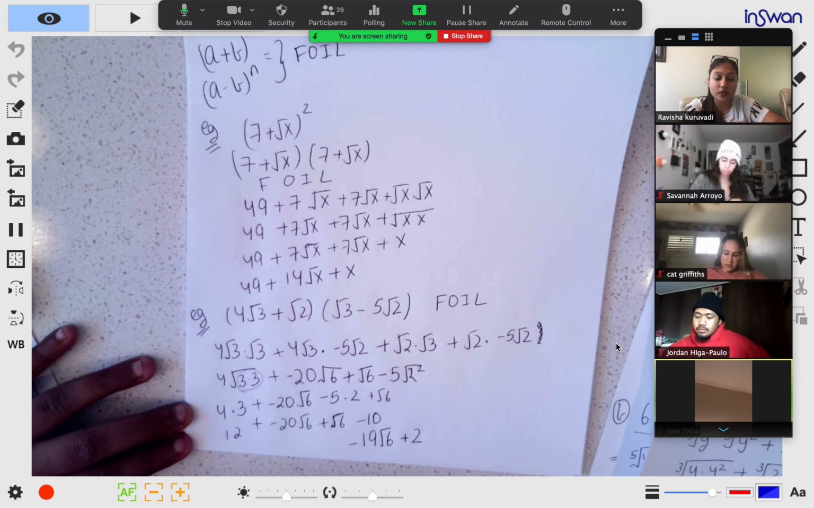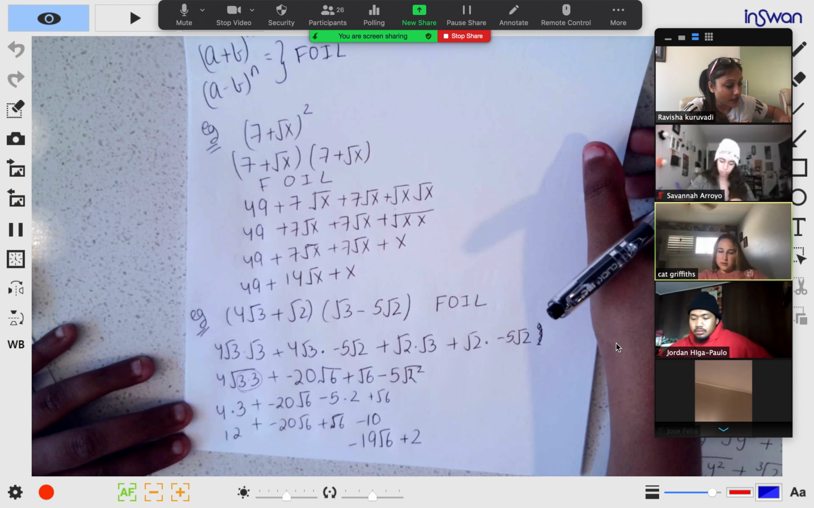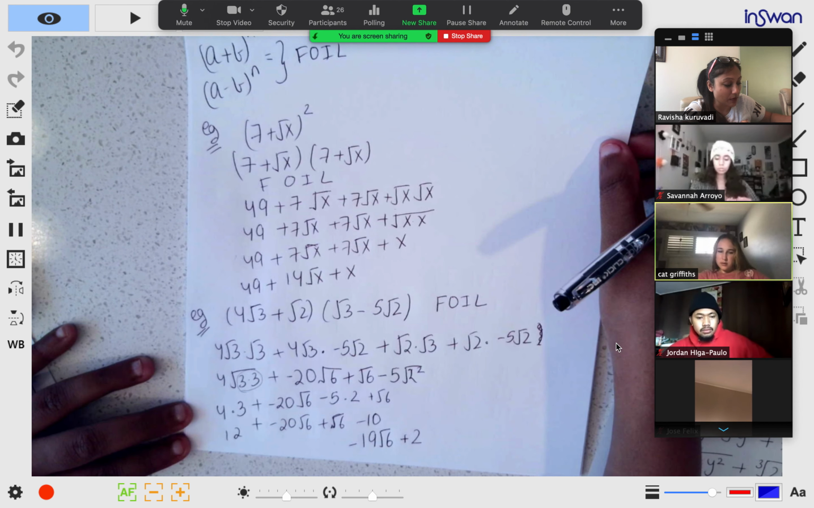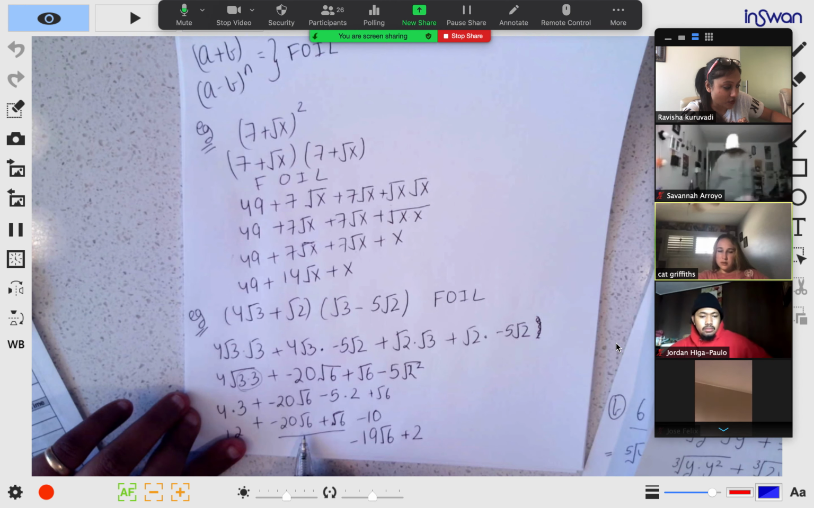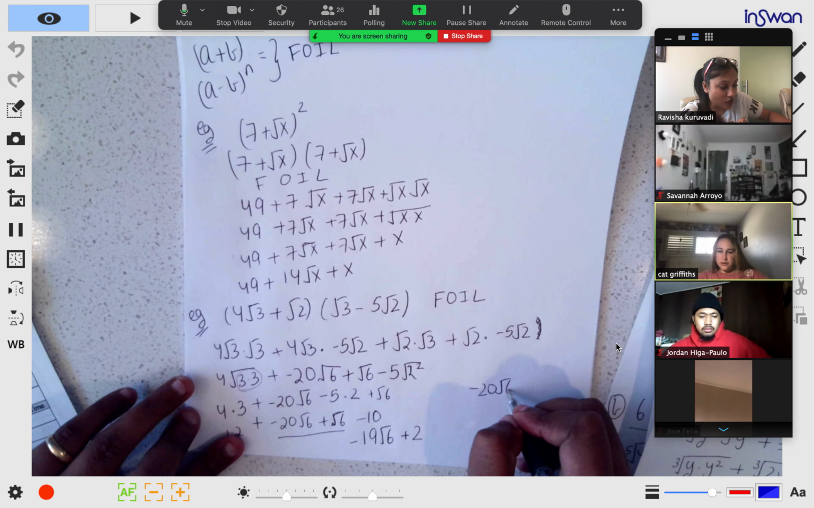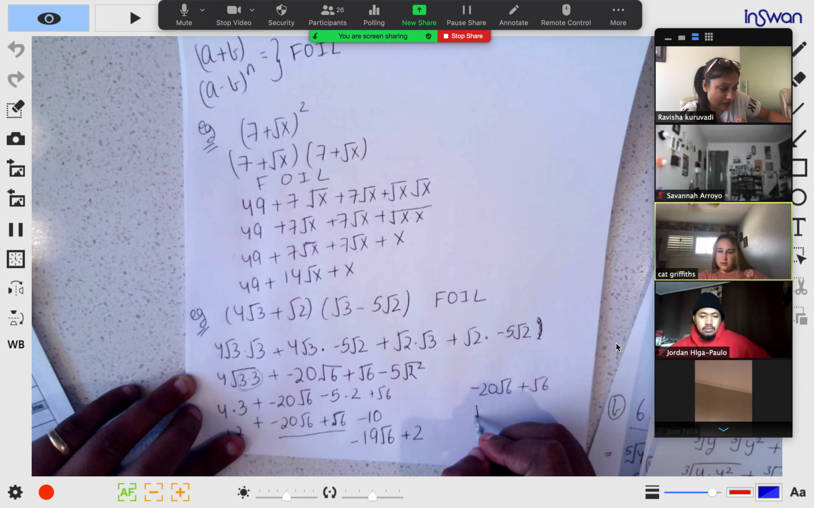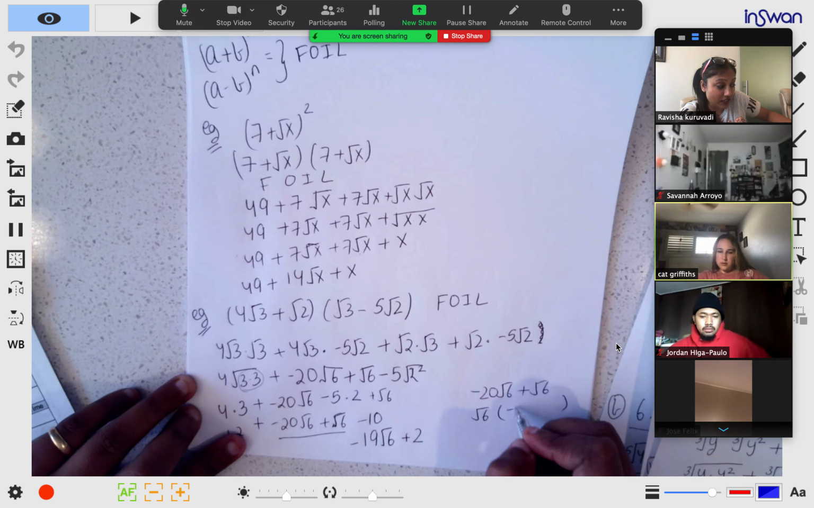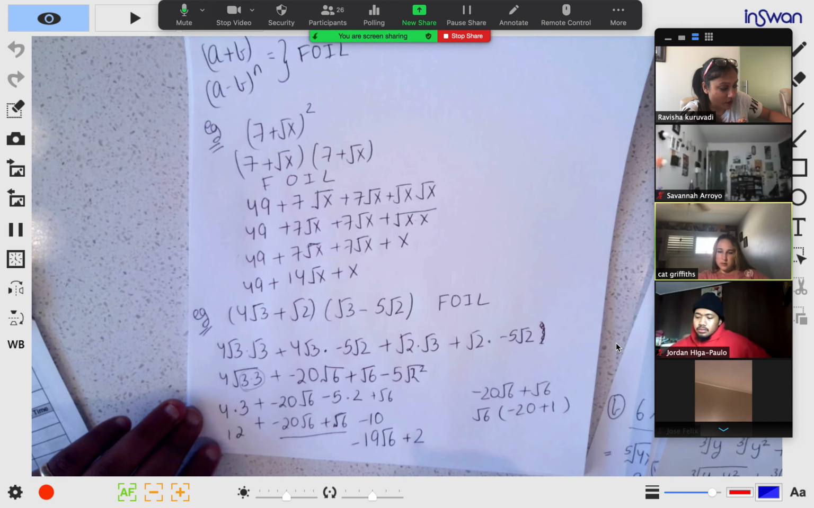Any questions, anyone with this? Where did you get the negative 19? Okay, so he's combining these two: negative 20 square root of 6 plus square root of 6. What's common between them is square root of 6. What are you left with? Negative 20 plus 1. If you're left with nothing here, it is 1. That's how we got negative 19 square root of 6.